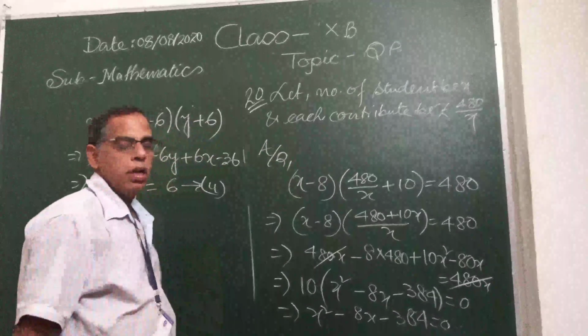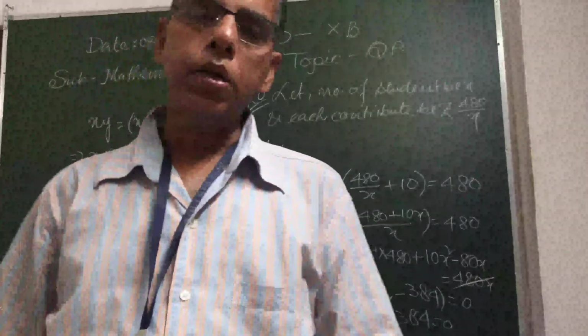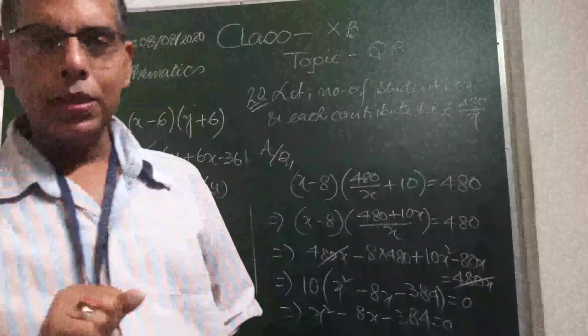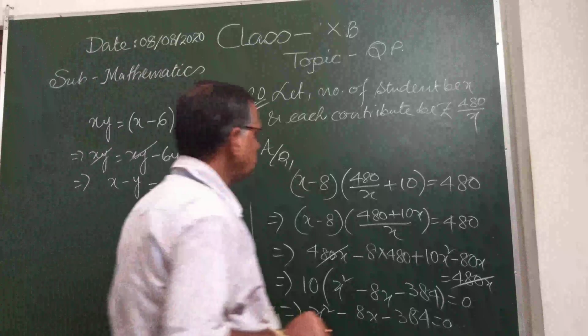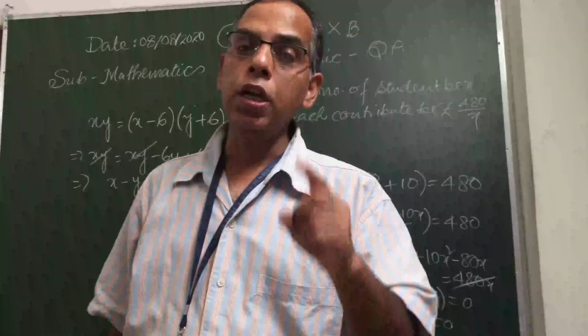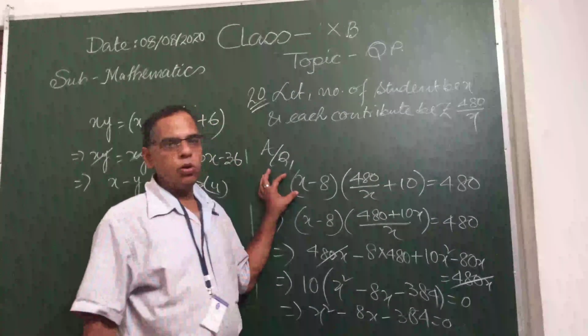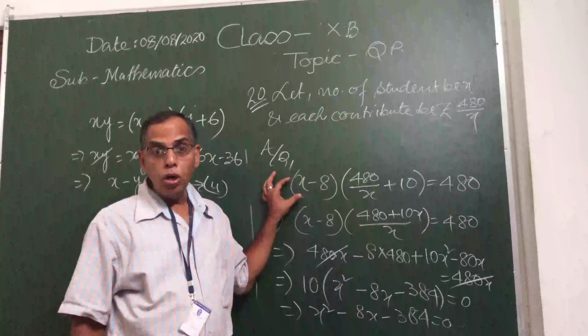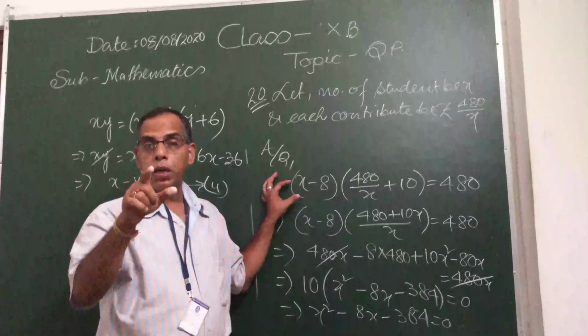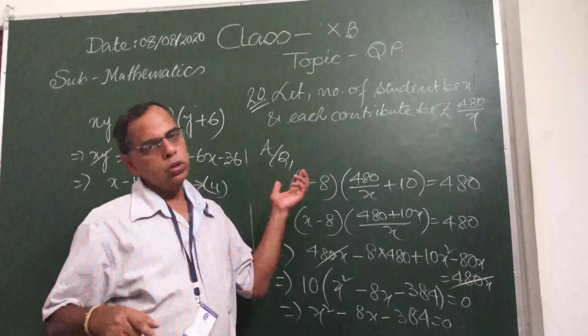So this one you now simplify by yourself and then try to get the answer. But only one thing: in this question they are actually asking how many students participate in the picnic. So the x value you get is 24. So the actual number of students who participate in the picnic is 24 minus 8 equal to 16.